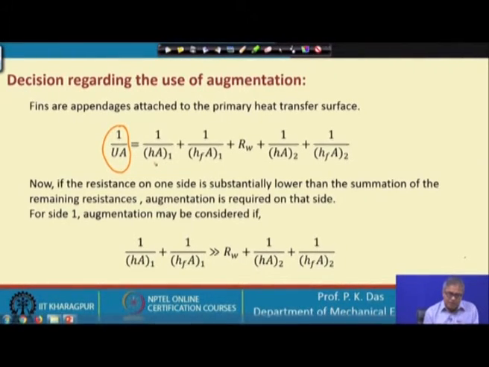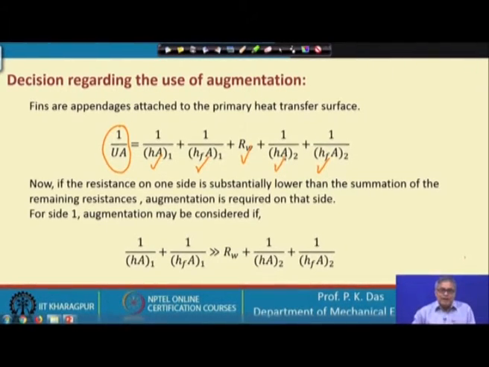The convective heat transfer on the fluid 1 side, this is 1. The fouling resistance on the fluid 1 side, I have put in the form of a convective heat transfer coefficient. The resistance in the solid wall, this is another. Then the fouling on the fluid 2 side, that is another, and then the resistance in fluid 2, that is another. So, in most cases we will have these 5 resistances.